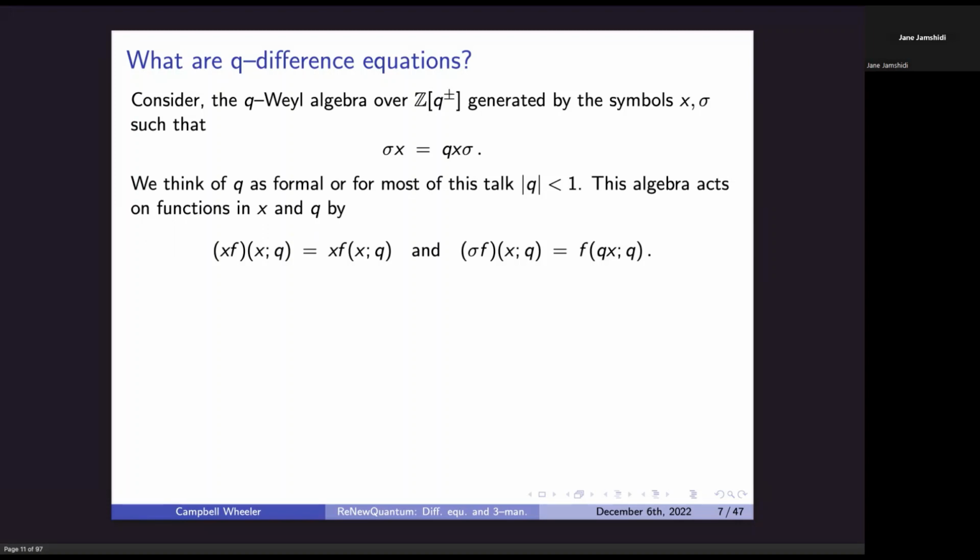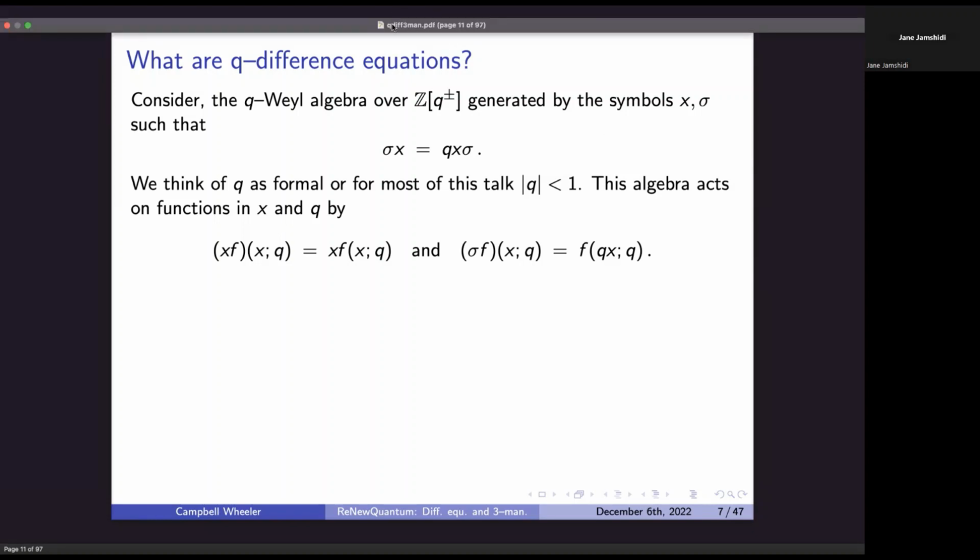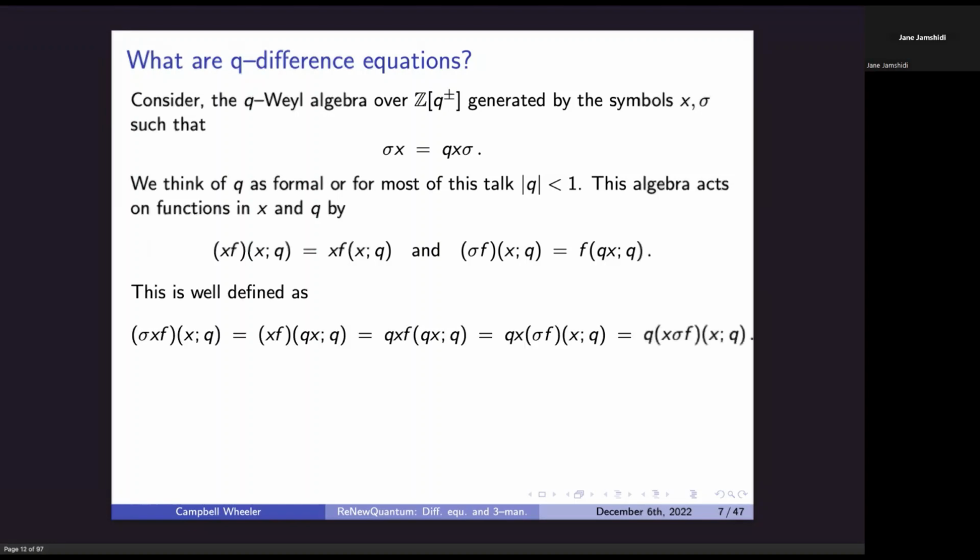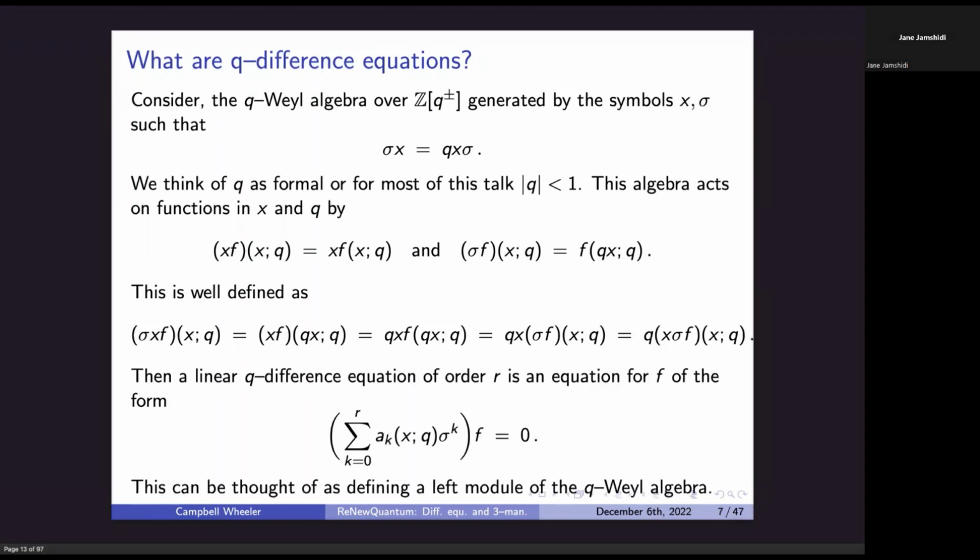This algebra naturally acts on functions in X and Q as follows. X we just multiply by X, with some abuse of notation. And sigma is just the shift operator, so we multiply X by Q. So this action is well defined, and it's easy to compute.